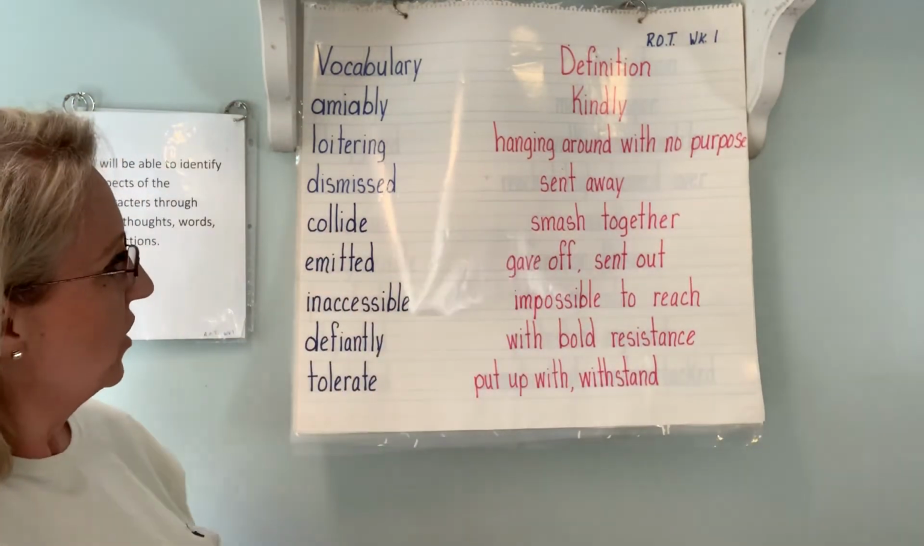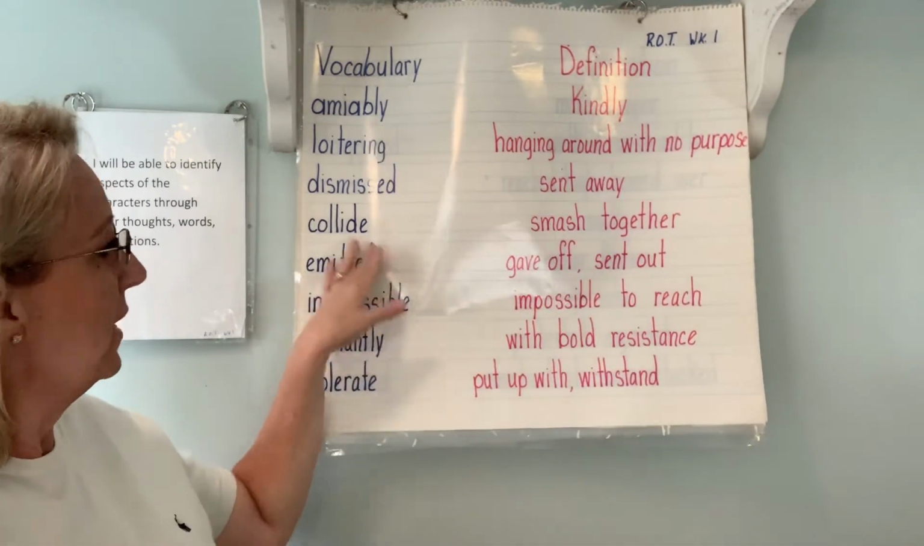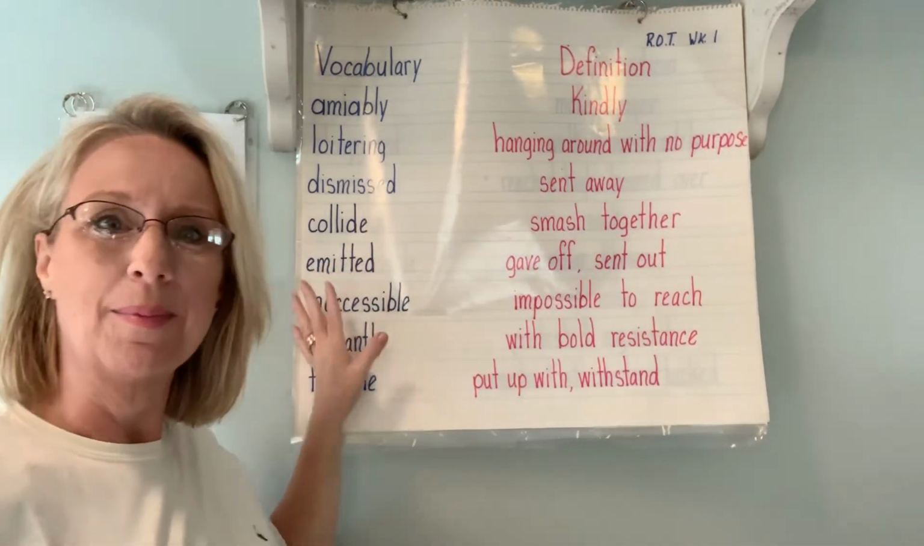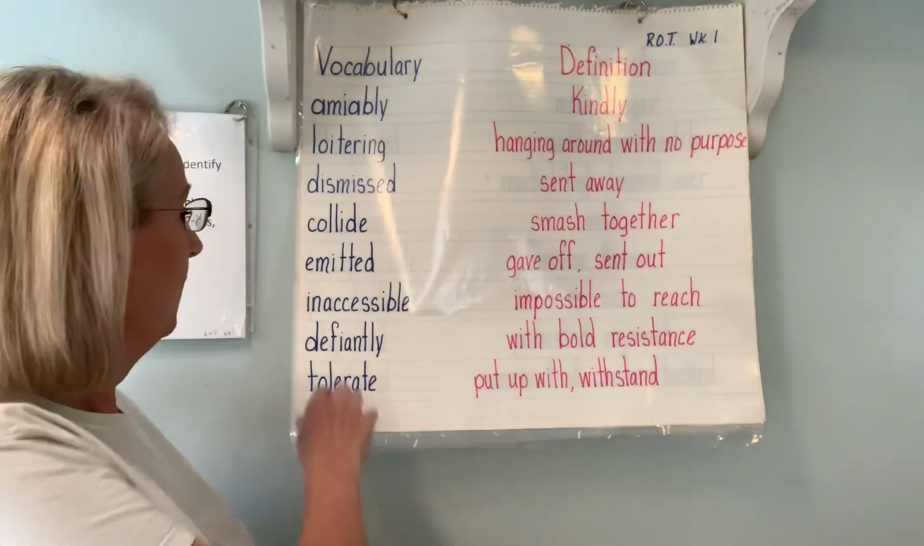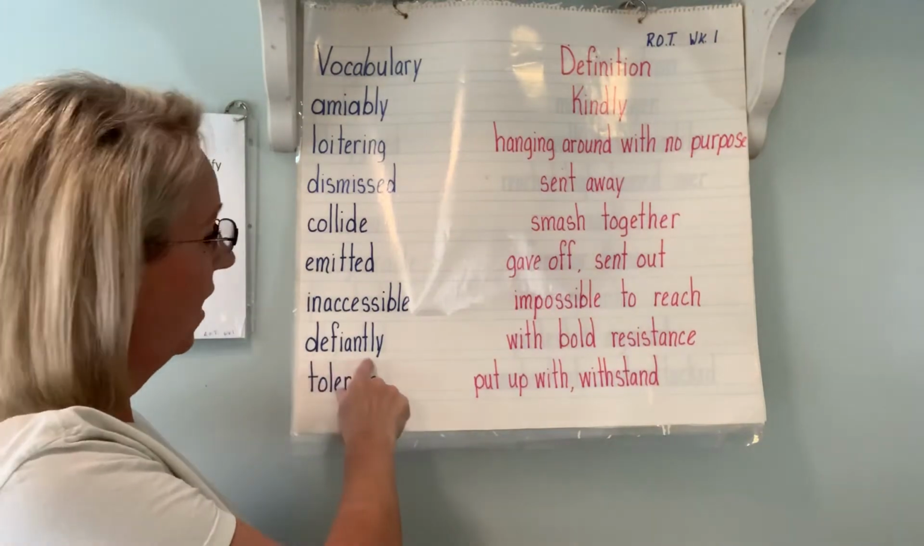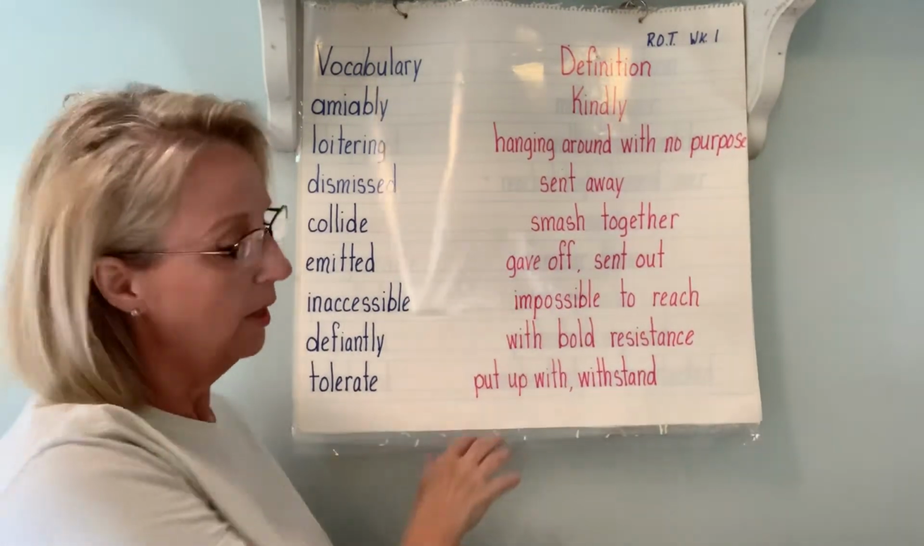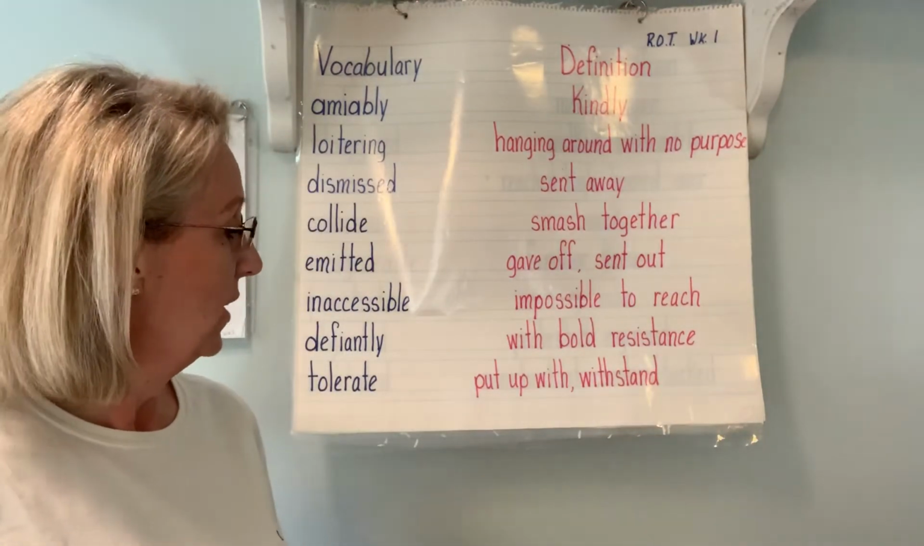Collide is to smash together. Emitted is gave off and sent out. We had emitted yesterday in our reading. We have inaccessible, which is impossible to reach. Defiantly is with bold resistance. And to tolerate is to put up with or withstand.